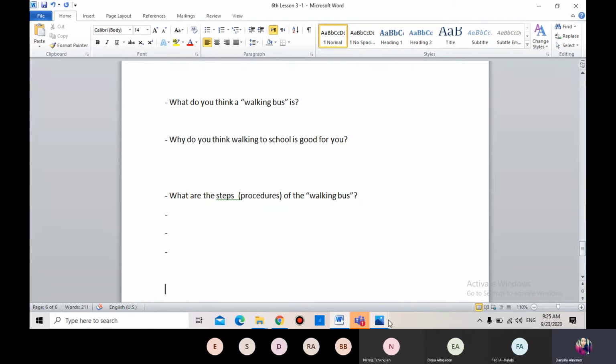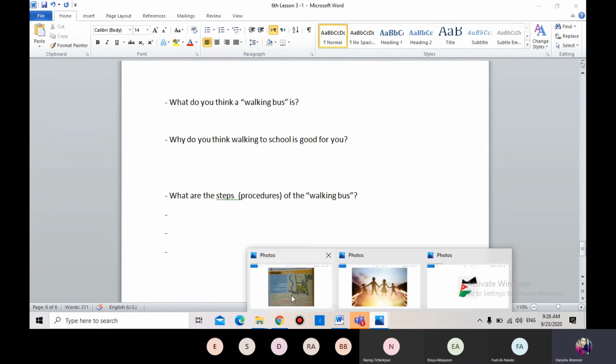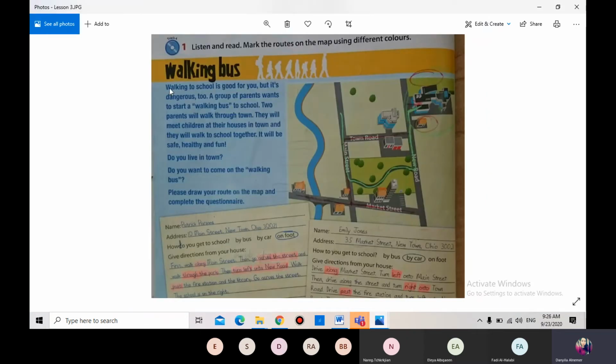Now let's read the text again. Here, walking bus. Walking to school is good for you, but it's dangerous too. A group of parents wants to start a walking bus to school. Do you have any idea what a walking bus could be? What is a walking bus? Two parents will walk through town. They will meet children at their houses in town and they will walk to school together. Do you have any idea what a walking bus is?